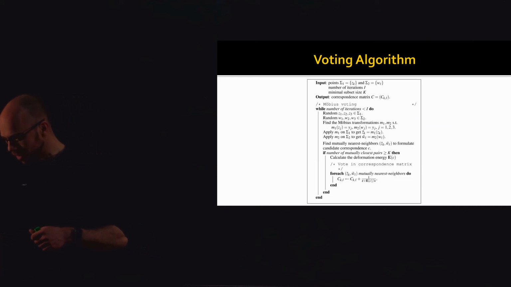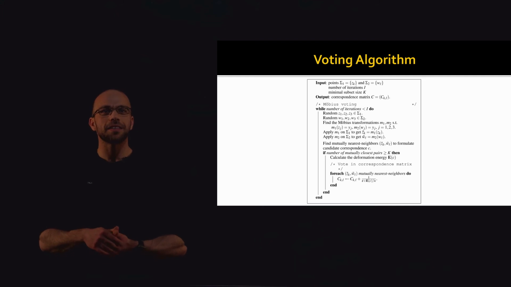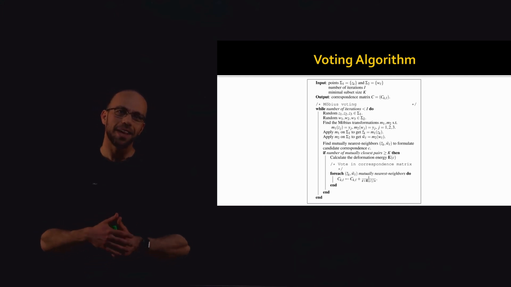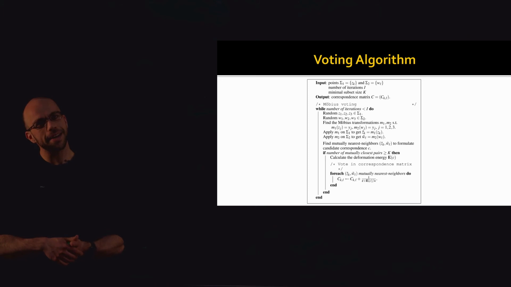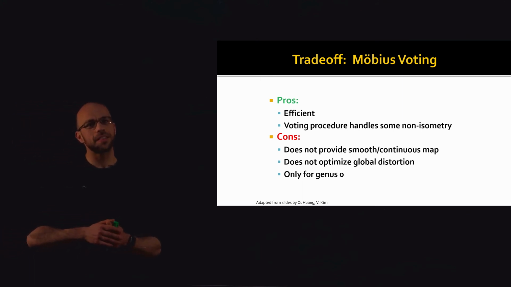What you end up with is this voting technique, which just randomly draws lots of triplets of points, maps them to one another, evaluates the distortion, and then keeps track of pairs of points that tend to lead to low distortion maps. And then if you just look at that sort of tally matrix, what you get after rounding off is a pretty nice mapping. So this is an efficient technique. The voting procedure can deal with some amount of non-isometry, not a ton, but some.